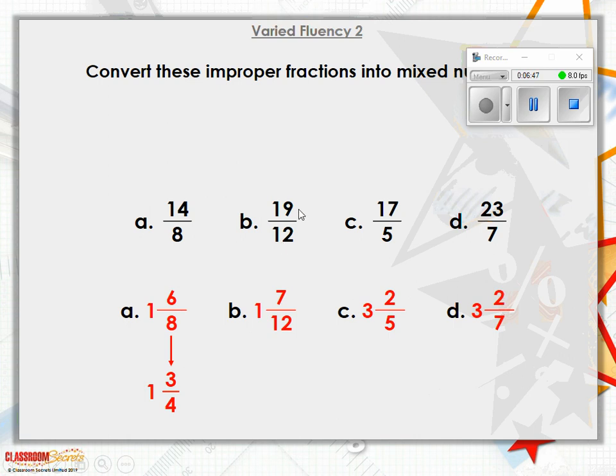12 divided into 19 is 1, remainder 7. We keep 12 the same as our denominator. 5 divided into 17 is 3, there's 2 left over, and then we have 5 as our denominator. 7 divided into 23 is 3, because 3 7s are 21. 2 left over, that's 2 sevenths.